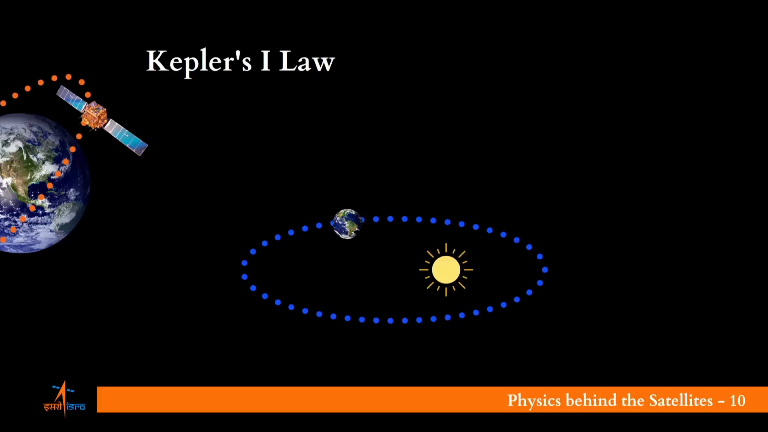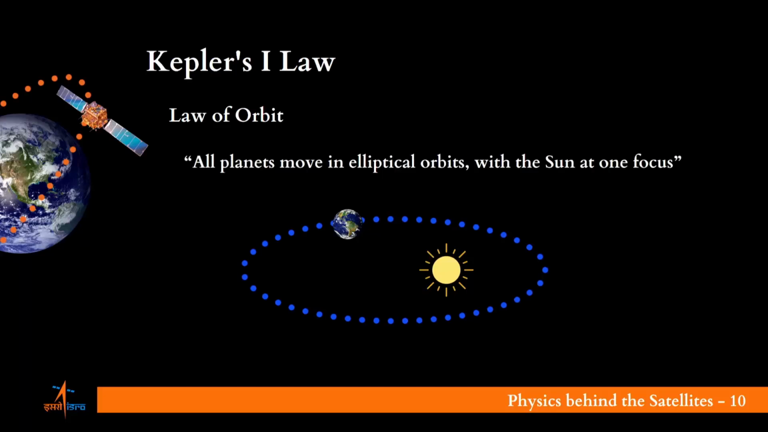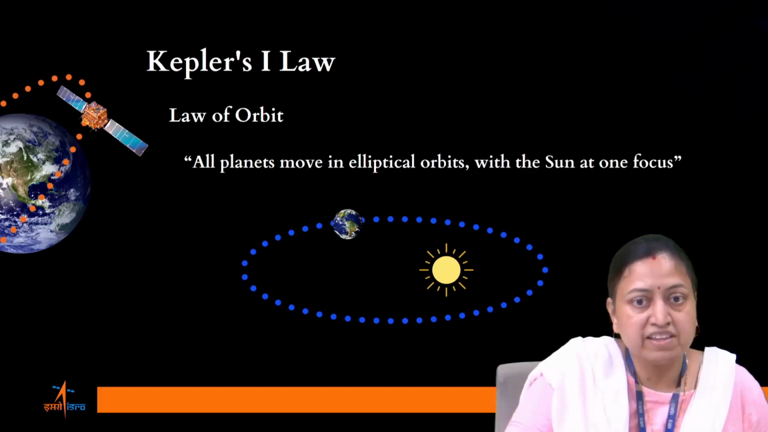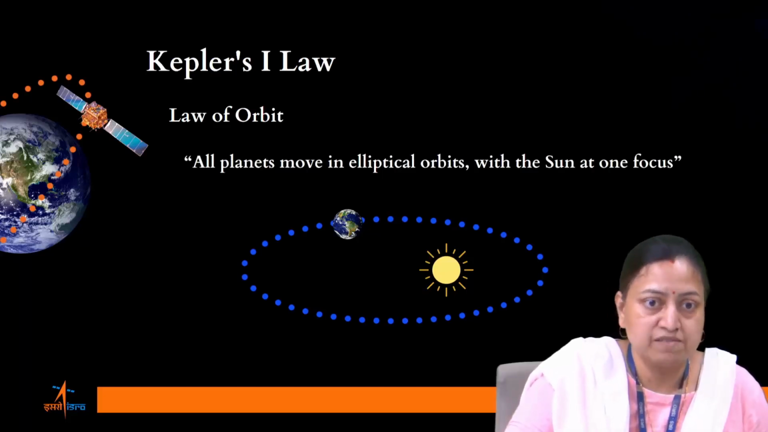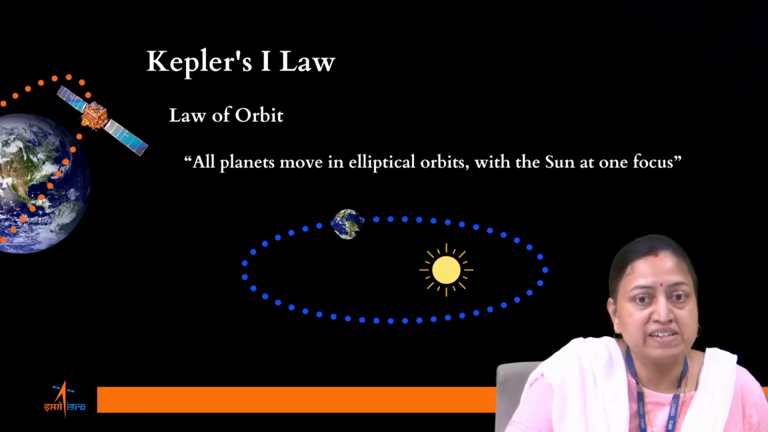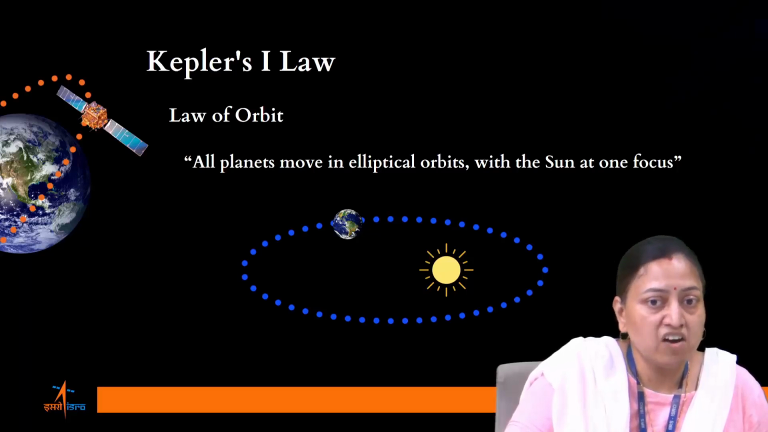Kepler's first law is law of orbit. It states that all planets move in elliptical orbit with the Sun as one focus. The photos we see of the solar system where the 8 planets revolve around the Sun in perfectly circular orbits are incorrect. Planets usually revolve in elliptical orbits with Sun occupying one focus.